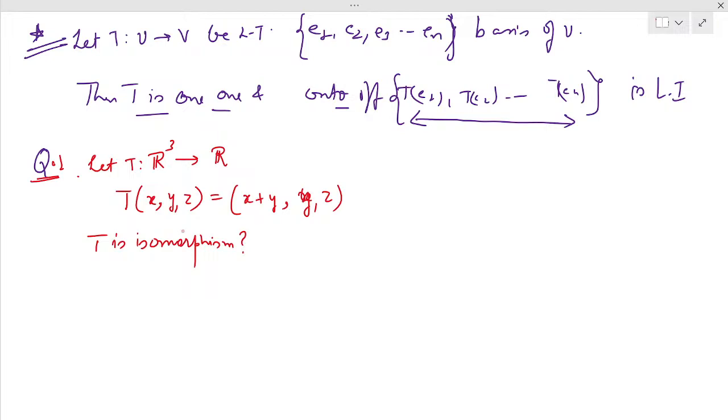So you have this kind of map, T of x comma y comma z. Then do you think that T is an isomorphism? Please think about this.